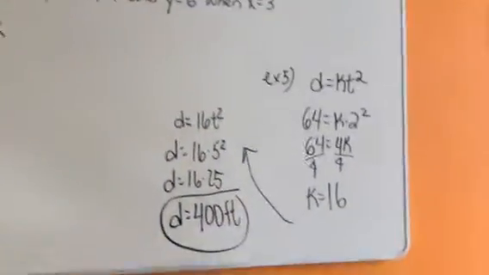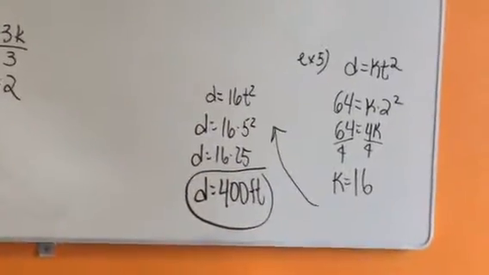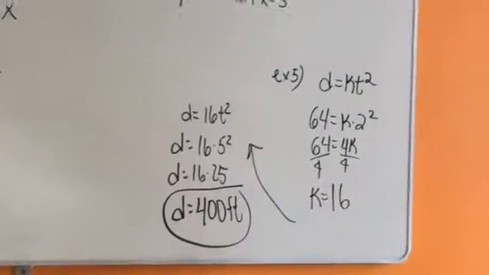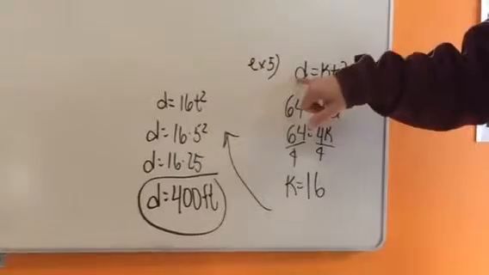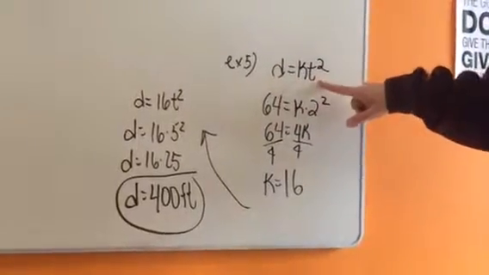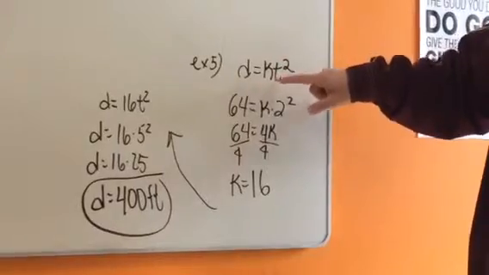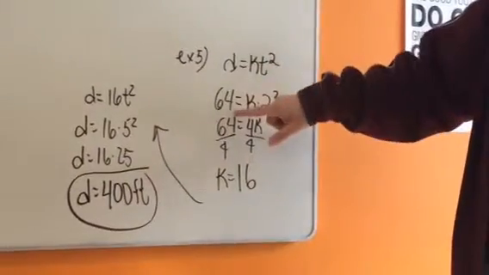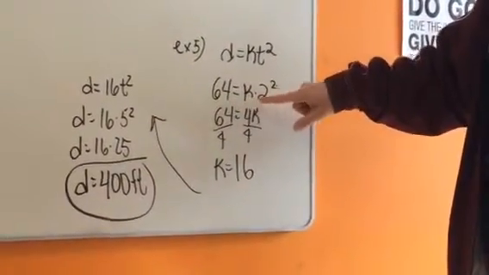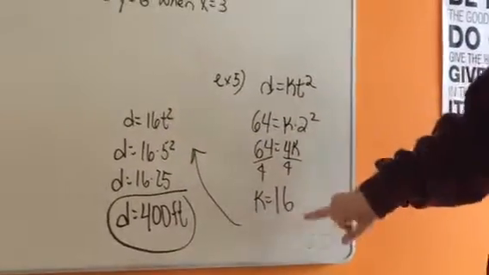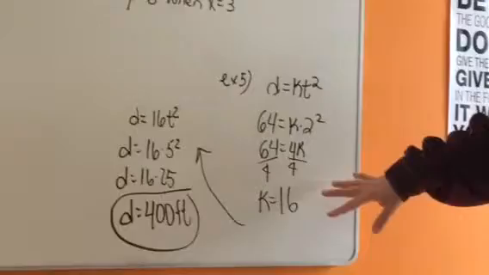The last example I'm going to read to you from the book. The distance that an object falls varies directly with the square of the time. If an object falls 64 feet in 2 seconds, how far does it fall in 5 seconds? So the distance varies directly with the square of the time. So distance equals the constant of variation times time squared. The distance was 64 equals the constant times 2 squared. 64 equals 4k. So we always got to solve for k first, figure out what the constant is.